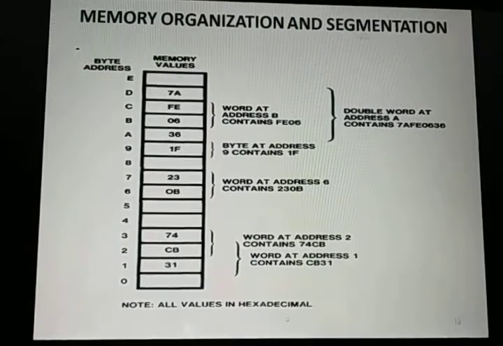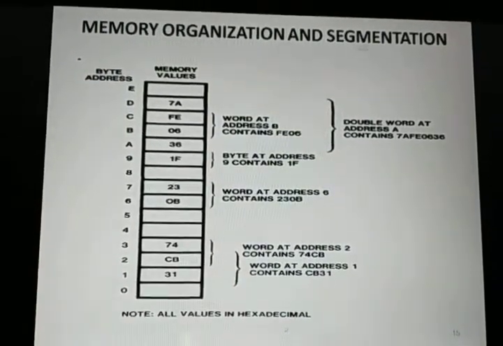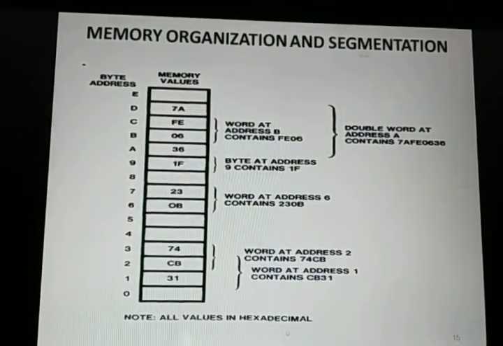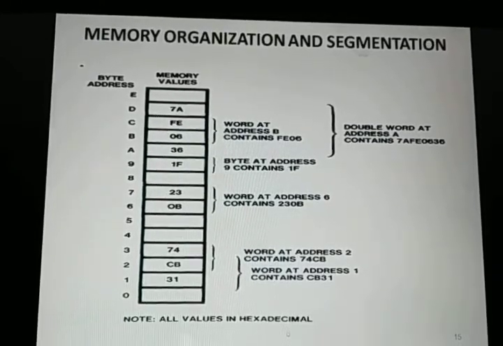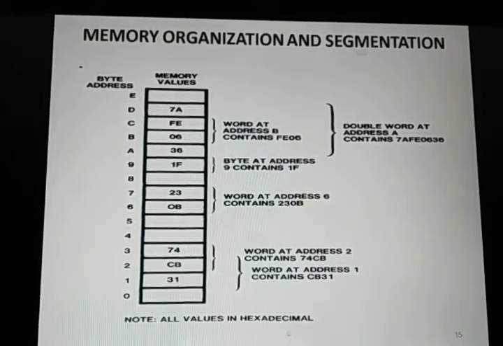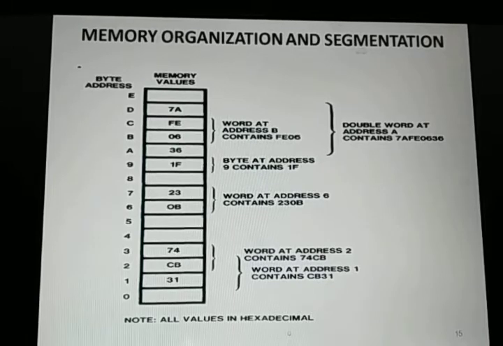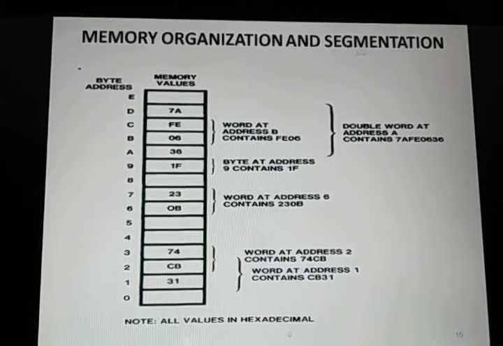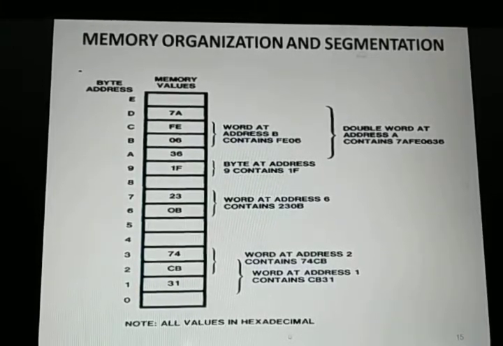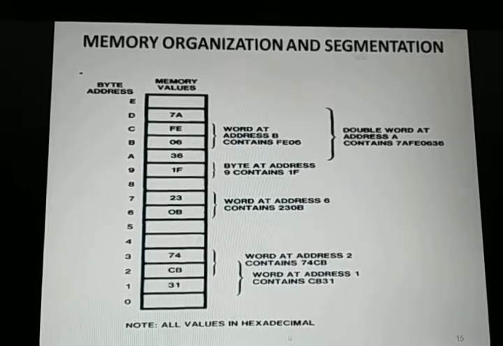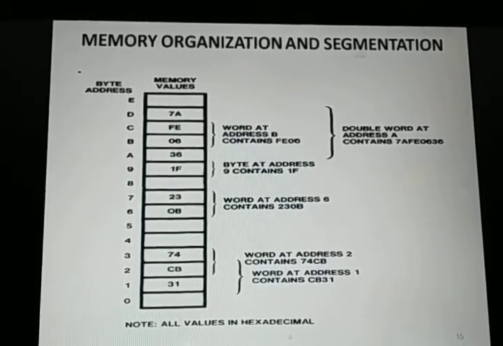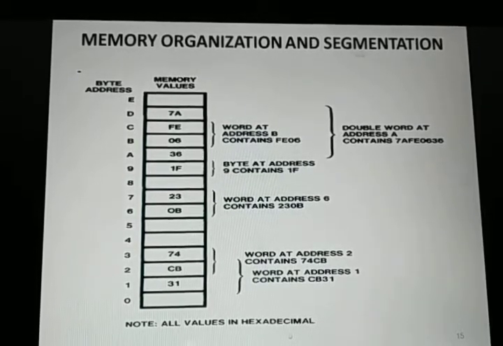Then memory organization and segmentation. Here in this diagram you can see memory arrangement and data in the memory: how you arrange the data and how you read the data. So here you can see the diagram. We arrange the address range from 0 to capital E, and every field is an 8-bit wide field.